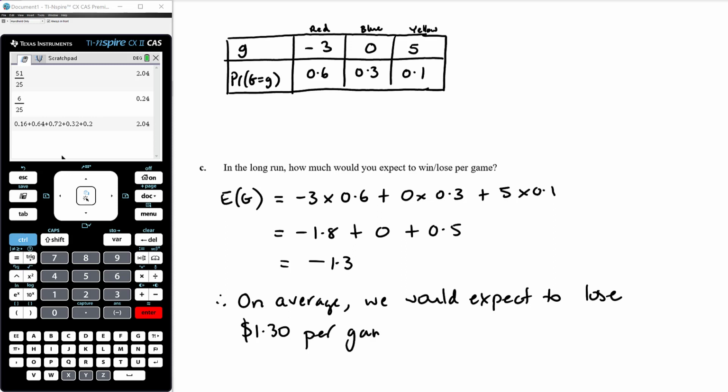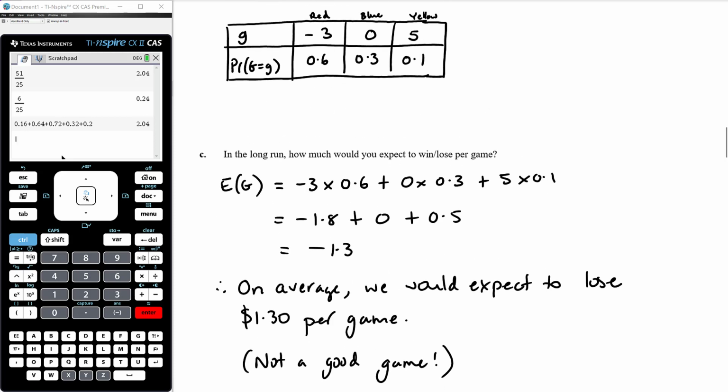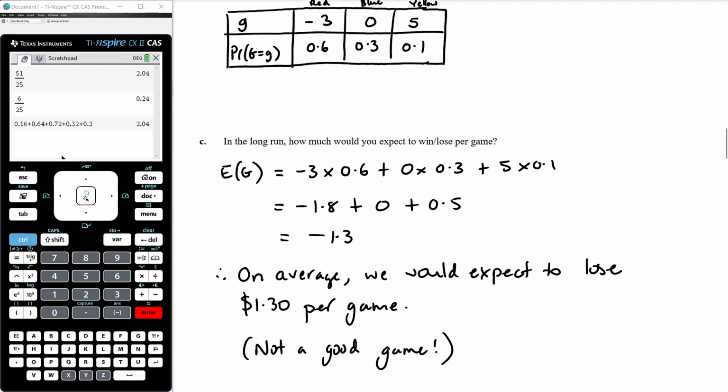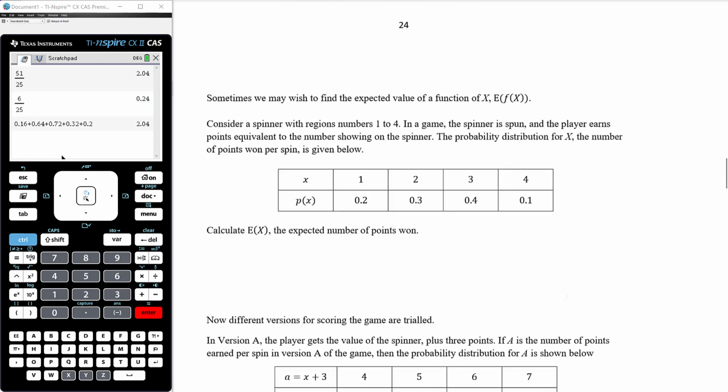Now, it's completely impossible to lose $1.30 in any given game, but if you were to play this game lots and lots of times, on average, you should be coming out behind by $1.30 each game. So therefore, it's not a good game to play. You want an expected value of 0 or positive in order for this to be a good game for you to play. Otherwise, on average, you're going to lose. Casinos set it up so the expected value for every game is a negative value. It's positive from their point of view, negative from your point of view.